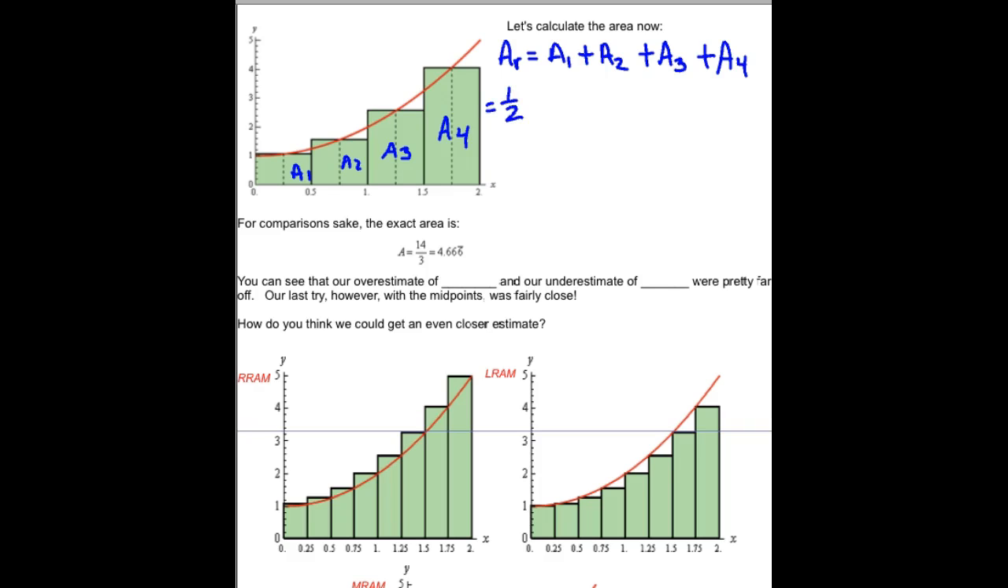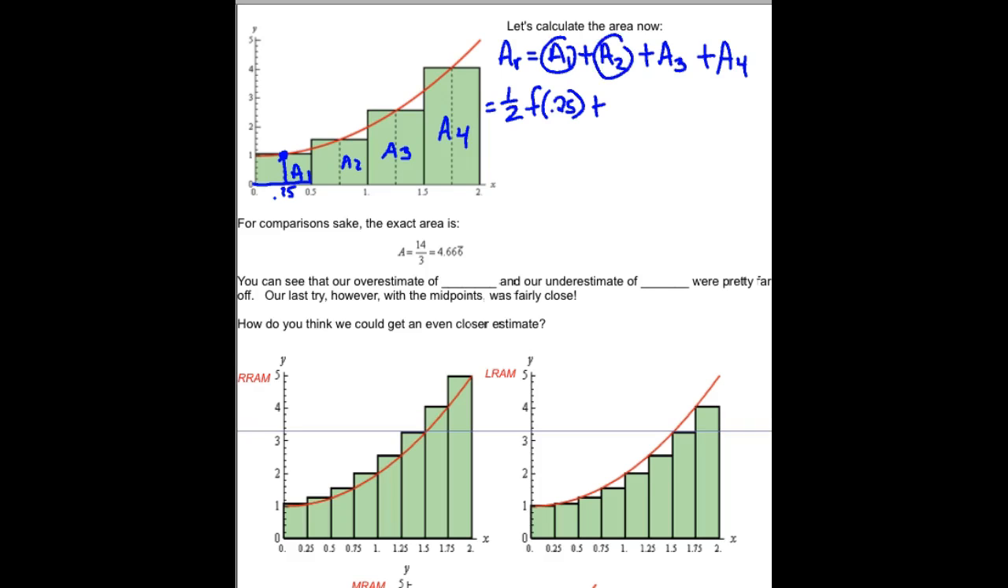So let's go look at rectangle number 1. Its base is a half. Its height now is hitting in the middle here. So that would be f of, in the middle, 0.25. So I would use the middle value of the base. That would give me area of rectangle number 1.